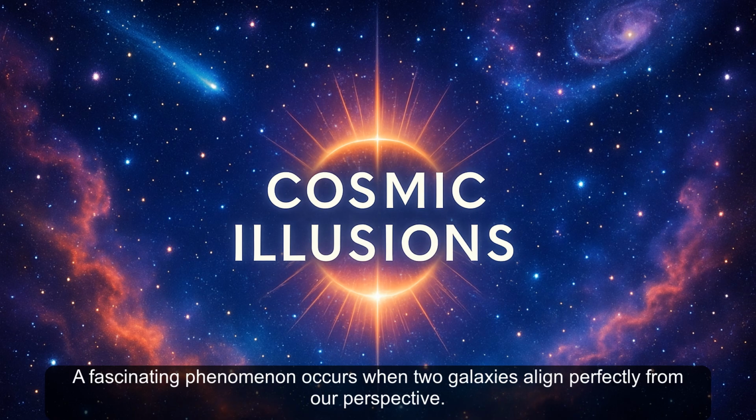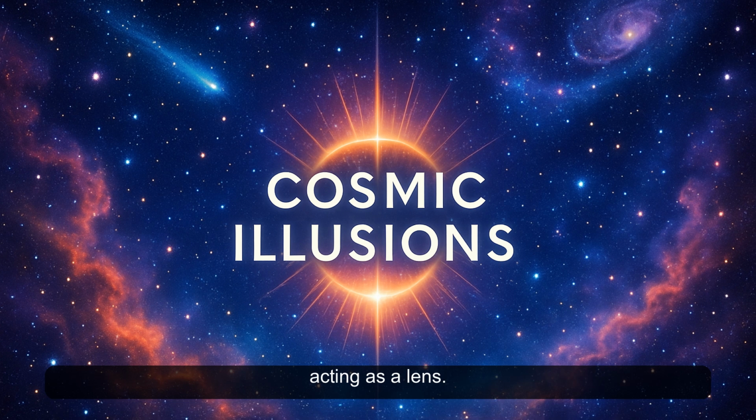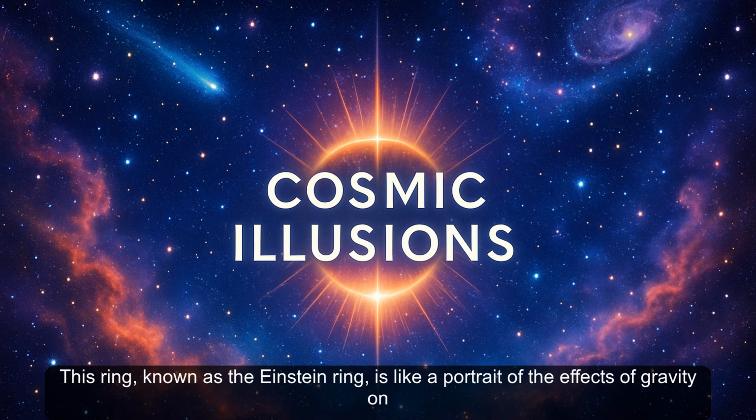A fascinating phenomenon occurs when two galaxies align perfectly from our perspective. In these cases, the light from the background galaxy can form a perfect ring around the galaxy, acting as a lens. This ring, known as the Einstein ring, is like a portrait of the effects of gravity on light.